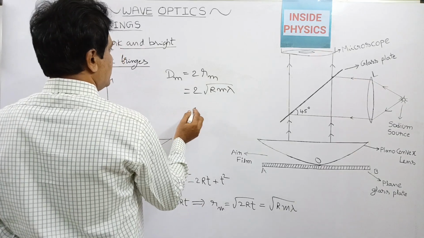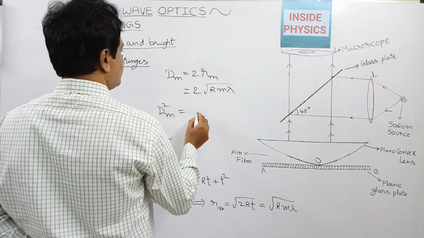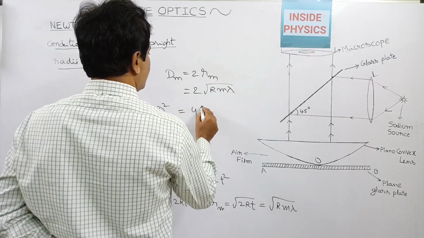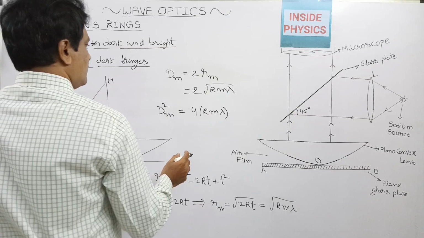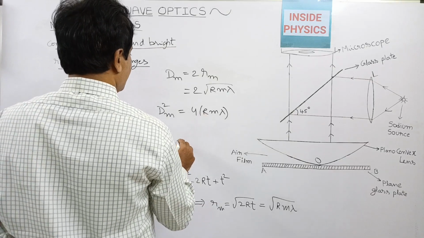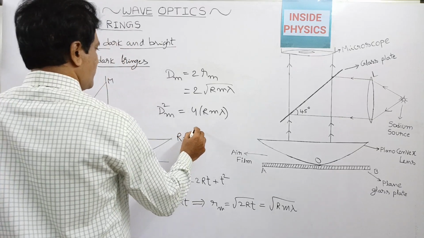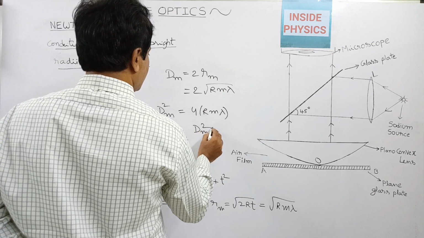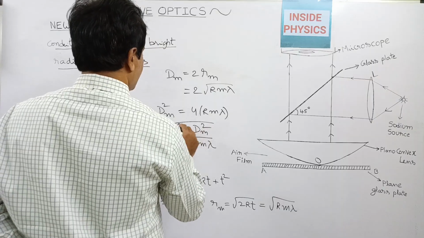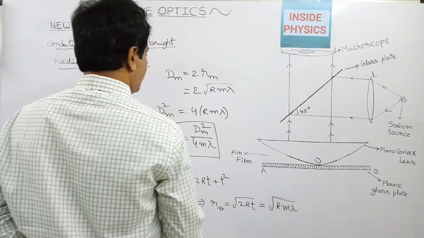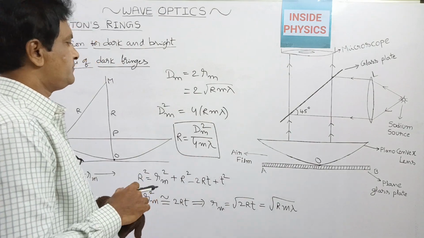How we will see: if you square it on both sides, this will become Dm square equals 4 R m lambda. Okay, so what is R? We can take R as Dm square by 4m lambda. The radius of curvature of a given plano convex lens can be calculated by this formula.